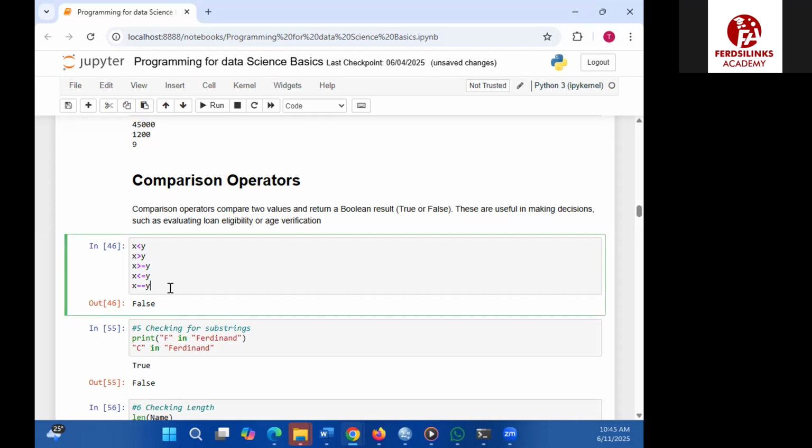We use the double equal to sign. So whenever you want to say something is equal to another, we use the double equal to sign. That's what we have there.